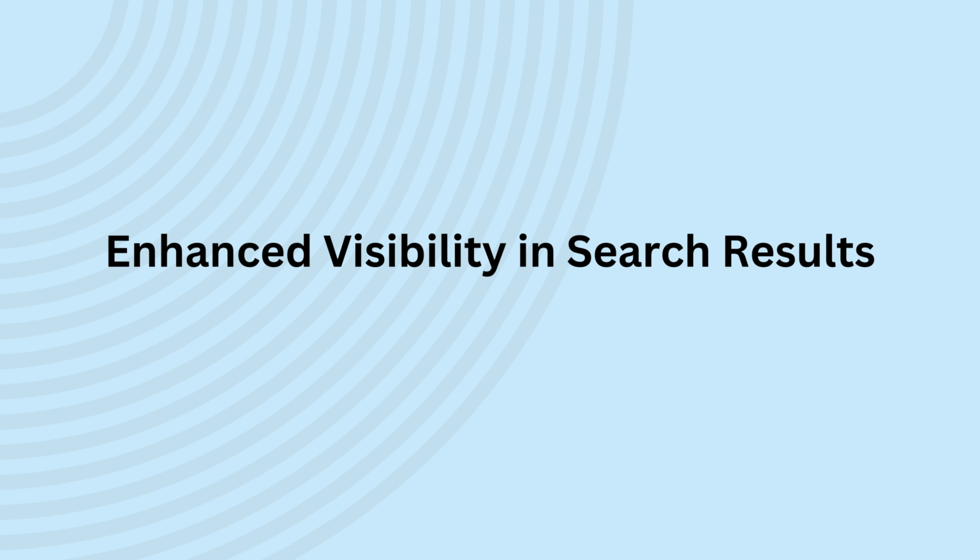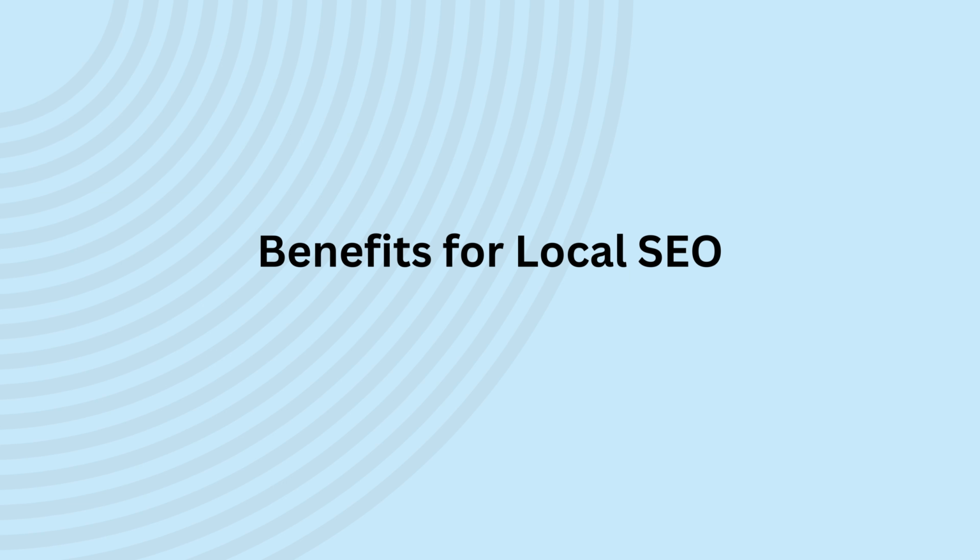Improved local SEO. For multi-location businesses, schema markup allows you to specify information for each location, such as address, phone number, and opening hours. This improves local search visibility and makes it easier for potential customers to find the nearest location.